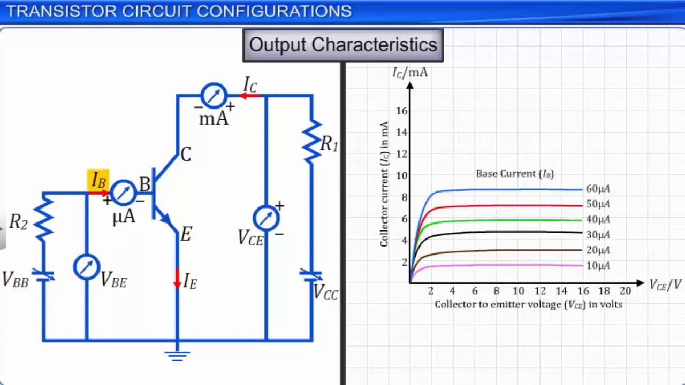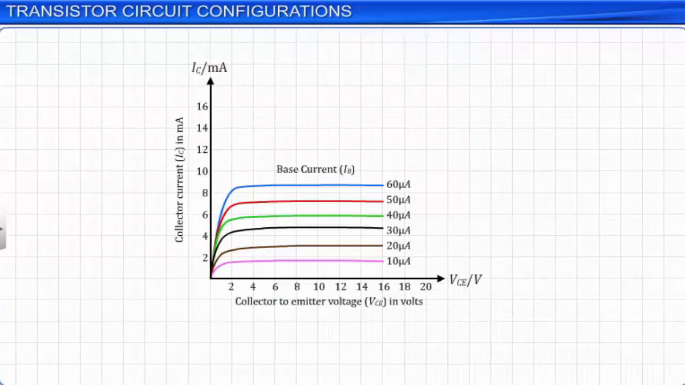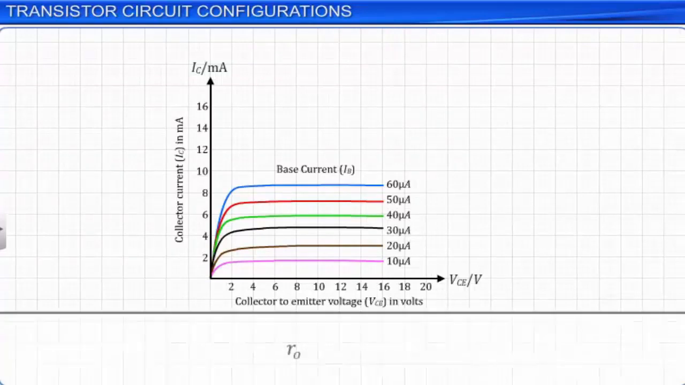The output characteristics can be used to calculate the output resistance. The output resistance, RO, is defined as the ratio of the change in the collector-emitter voltage, delta VCE, to the change in the collector current, delta IC, at a constant base current IB. Since the base-collector junction is reverse biased, the output resistance is very high and is of the order of a few hundred kilo ohms.